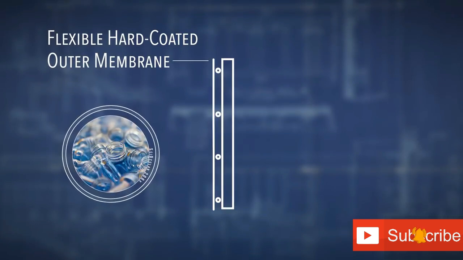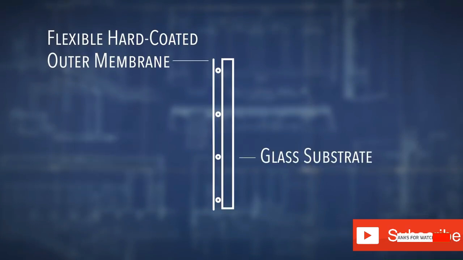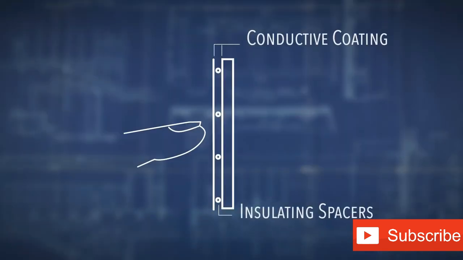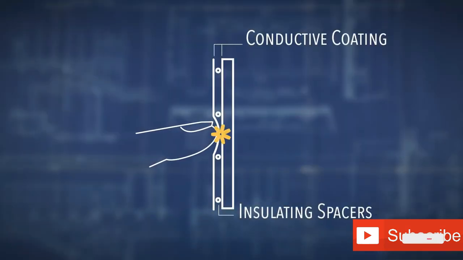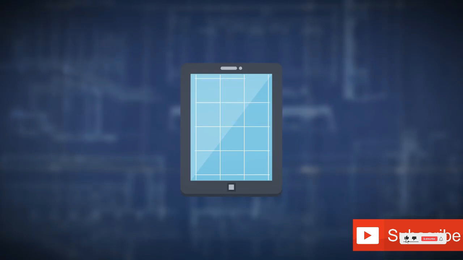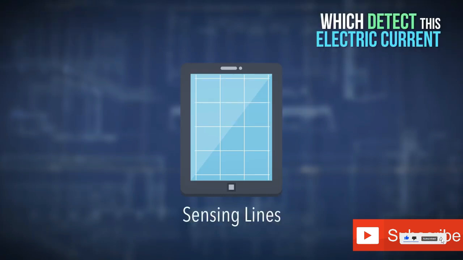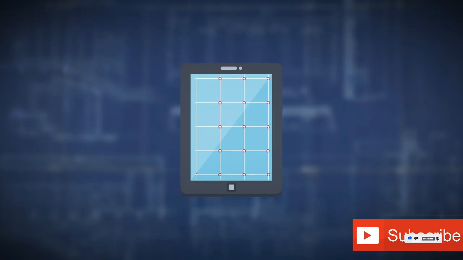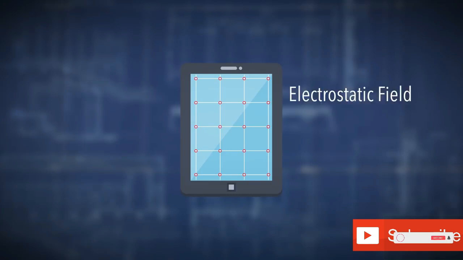Whether you're using a stylus or your finger, resistive screens respond to pressure, making them versatile and user-friendly. On the other hand, capacitive touchscreens operate on an entirely different principle. They utilize the natural electrical conductivity of the human body.